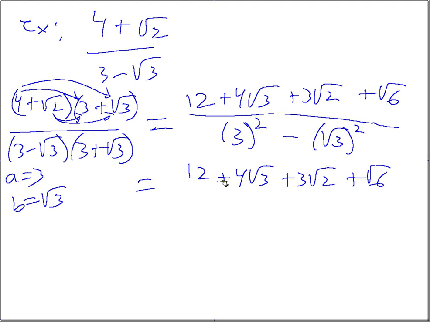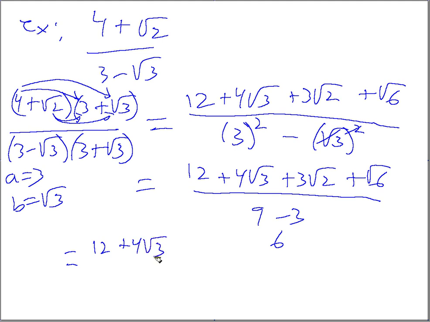Can we see that? All over the what? 3 squared is 9. Root 3 squared, again, square root and square cancel each other off, so minus 3. So the answer is going to be what? 6 right here on the bottom. So can I reduce this fraction? No, I cannot, because these coefficients don't have anything in common in terms of a common factor. So final answer is simply going to be pretty long. 12 plus 4 root 3 plus 3 root 2, that's a 3 there, sorry about that, plus root 6 all over 6.